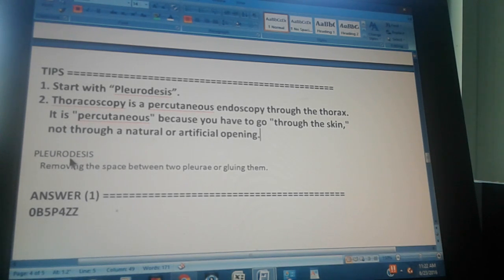All right, and now what's pleurodesis? We got an additional explanation. Pleurodesis is removing the space between two pleurae by gluing them together. The desis is just gluing them together. And pleurae is the plural of pleura. Two pleurae, so you're just gluing two pleurae together. That's what it means when they say pleurodesis. So you already have several tips on how to go about this. You already have the answer. Now we're going to count to 3 so you can give us the path, how we got to the answer. 1, 2, 3.